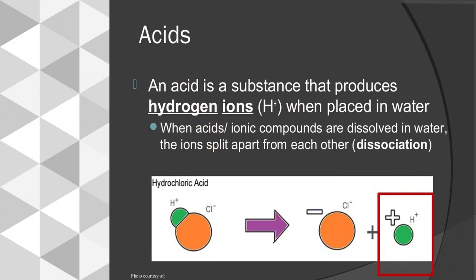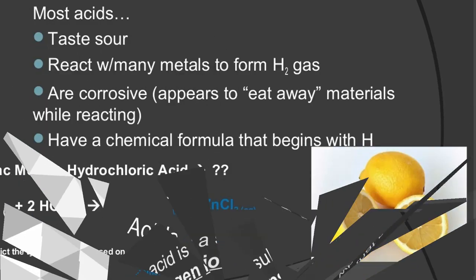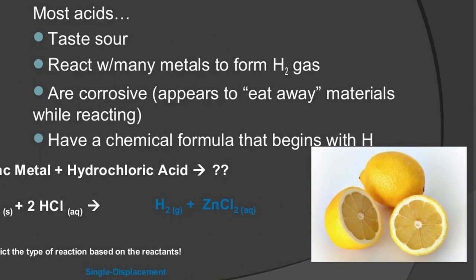Today we are going to discuss acids. So what are acids? An acid is a substance that produces hydrogen ions when placed in water. So acids are H+ releasing substances, which are also called protic acids. So how can we detect whether some substance is an acid or a base?